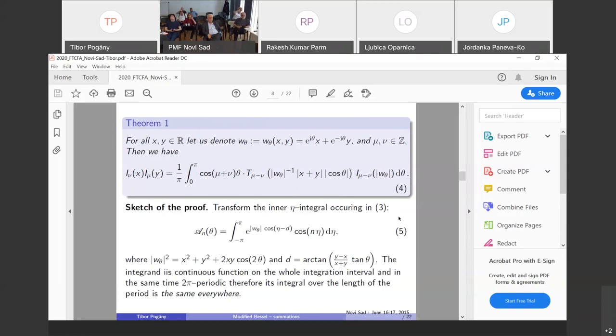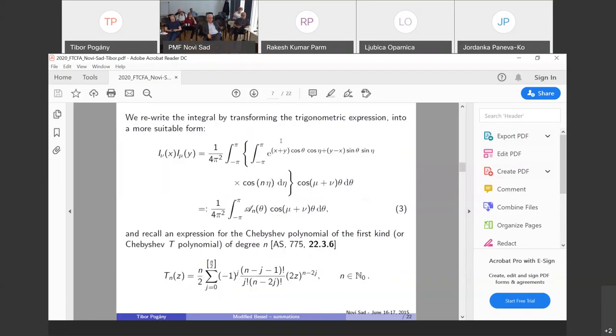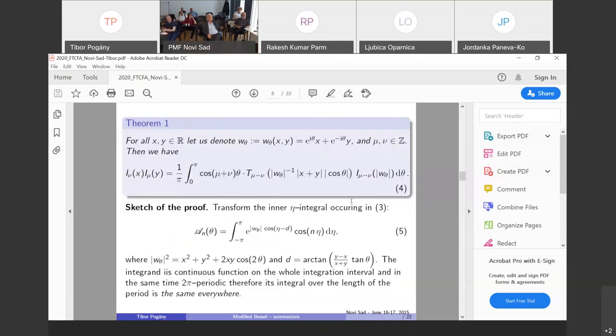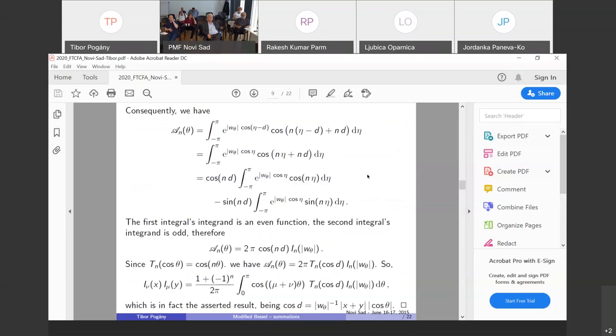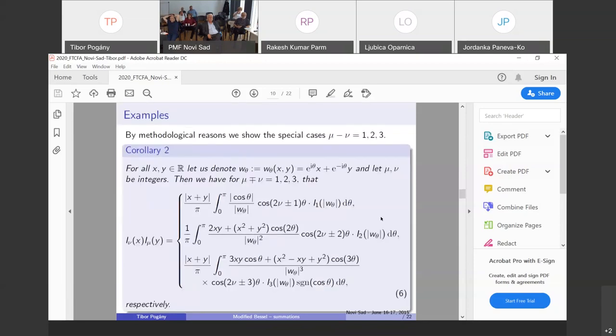A sketch of the proof is that we just transform the integral inside of the curly brackets in 3, and with some suitable transformations get nothing else than a linear combination of 2 integrals. One is even, the second is odd in the integrand, so one vanishes completely, and we just get what we want. That is the matter of our proof.